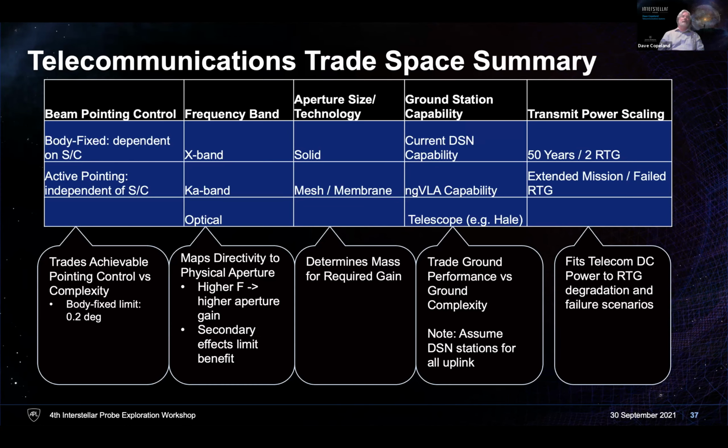And then finally, how do we scale the transmitter power on the spacecraft? The downlink is a major DC power draw, and how much power we can devote to that is dependent on the RTGs and their degradation over time. So, do we scale it to just 50 years, or do we try to see what we can do to exploit going beyond that 50-year lifetime? Next slide, please.